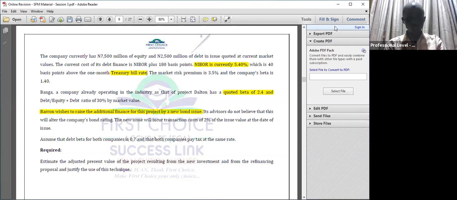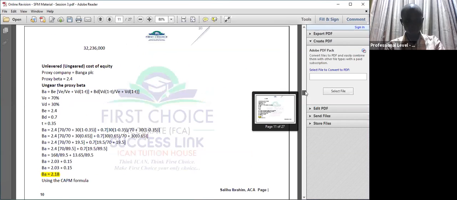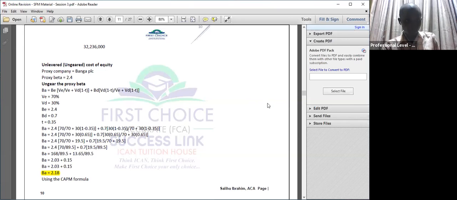168 over 89.5, what is it? Let me confirm what you are saying. 168 divided by 89.5 is 1.88. And how about the other one? 13.65 divided by 89.5 plus 1.88.